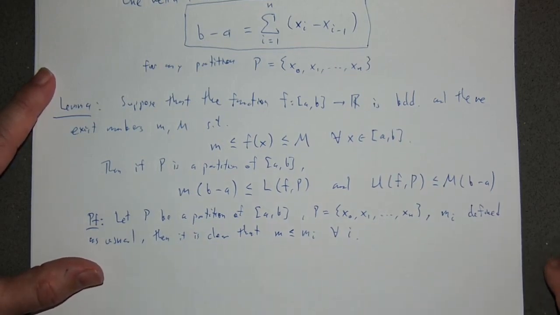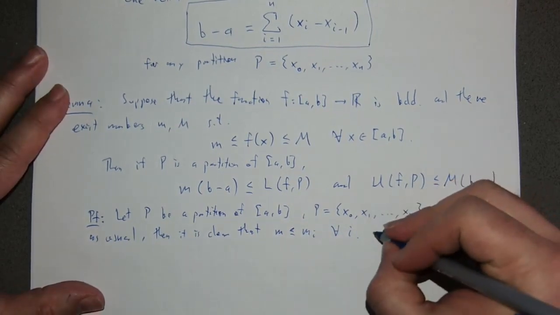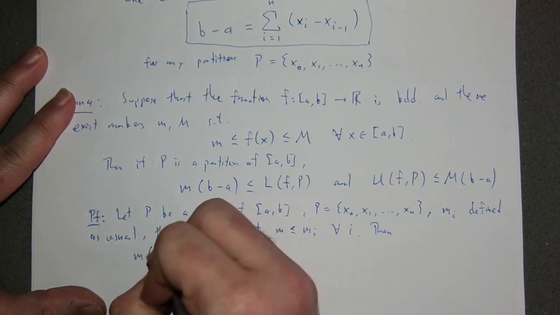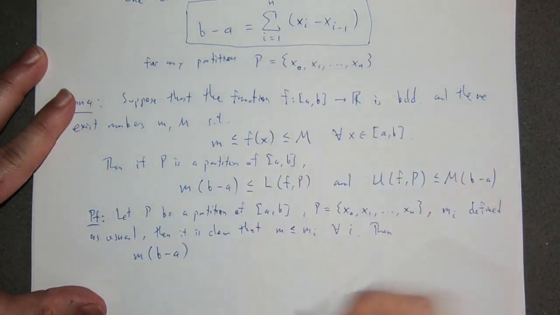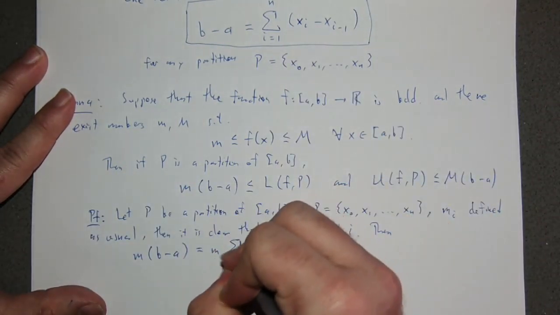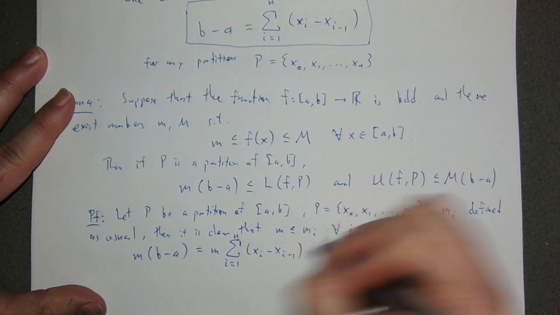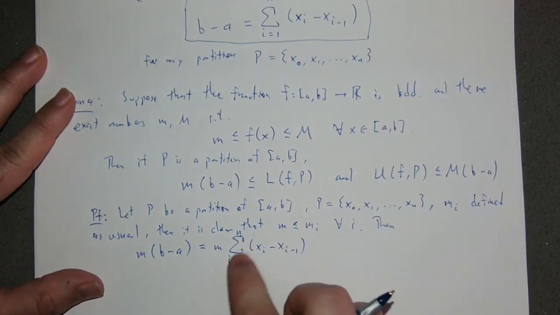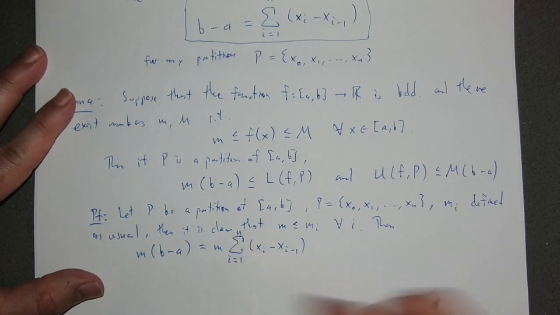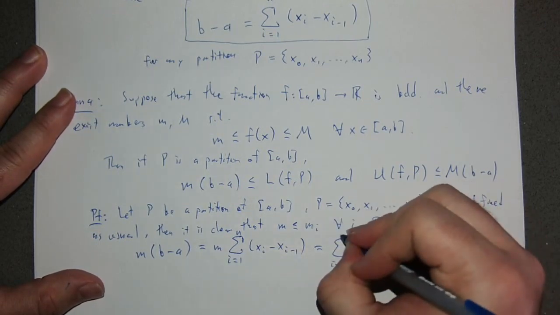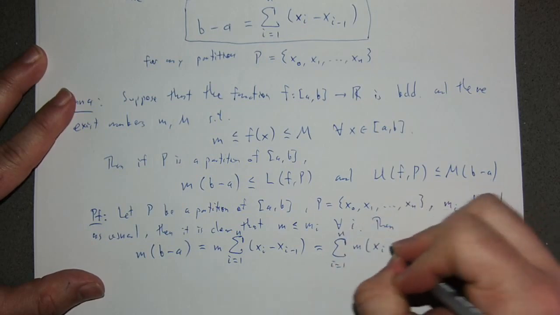Okay. Then what is true? Well, I want to show that this is less than or equal to this sum. You might already have seen what's going on here just from this trick. So m times b minus a. Well, using this trick, this is m times the sum from i equals 1 to n of x sub i minus x sub i minus 1. This is a finite sum, so there's no funny business going on here. I can just move m inside this sum. So this is the sum from i equals 1 to n of m times x sub i minus x sub i minus 1.